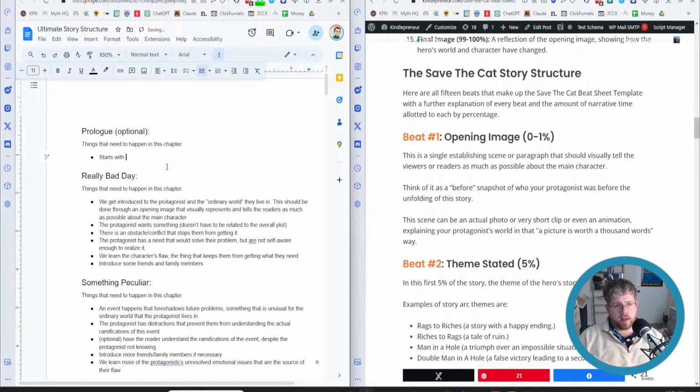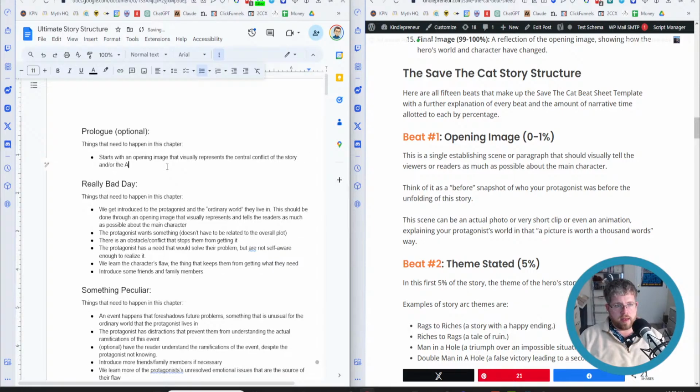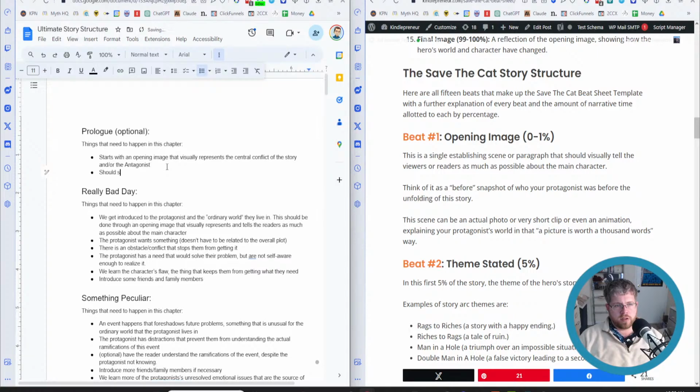Starts with an opening image that visually represents the central conflict of the story and/or the antagonist. Should set the tone for the genre and conflict level of the story.